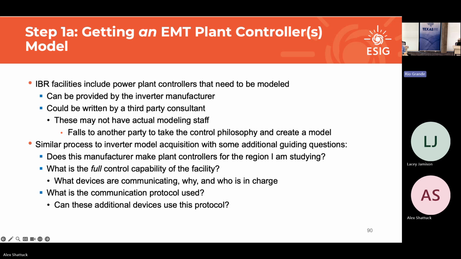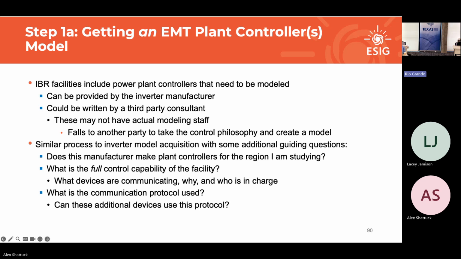If it's written from a third-party consultant, I know there's probably a lot of us who work with them, but it's a very different world between writing plant controls and communications for the real world and putting them into a model. A lot of these third-party consultants don't actually have modeling staff. So they write the controller diagram, they give it to modelers, and modelers try to transpose it in there. And it really leads to a lot of opportunities to mess up throughout there. So knowing what is there, what's supposed to be there, who the manufacturers are, and what their models may look like is super important when you're reviewing a plant controller model.